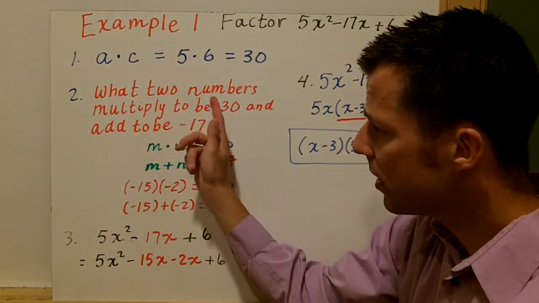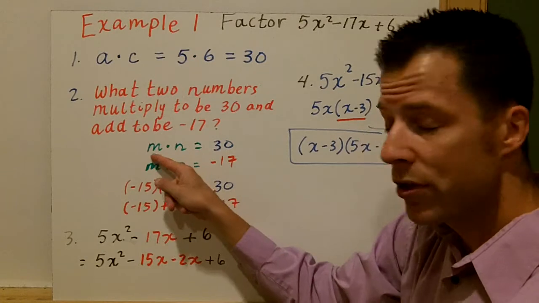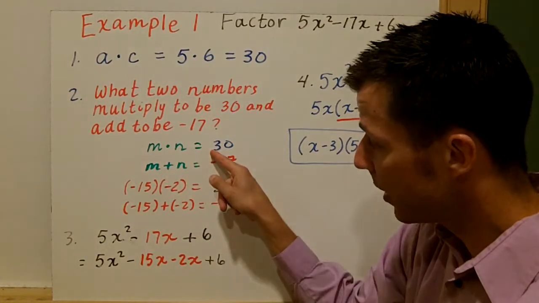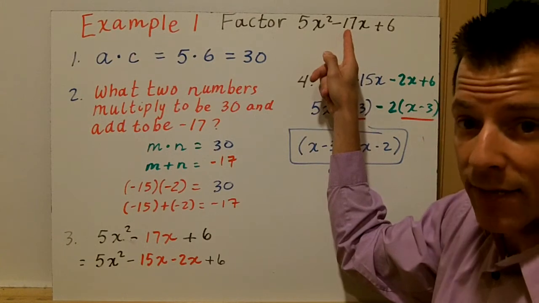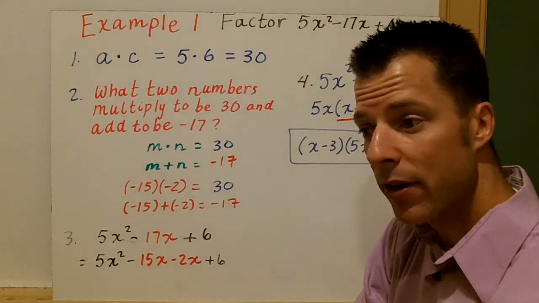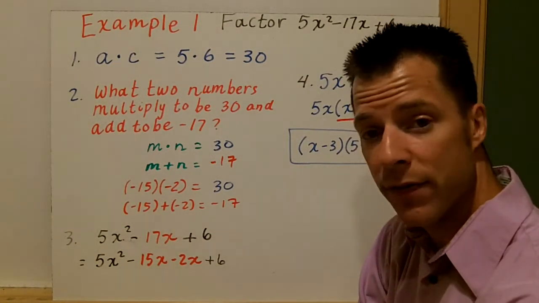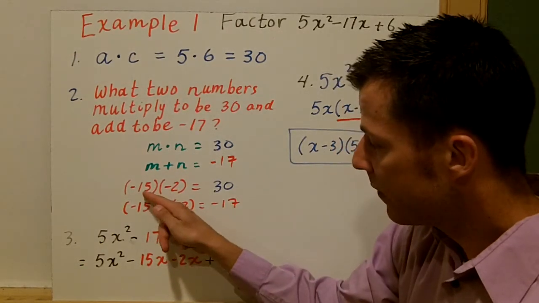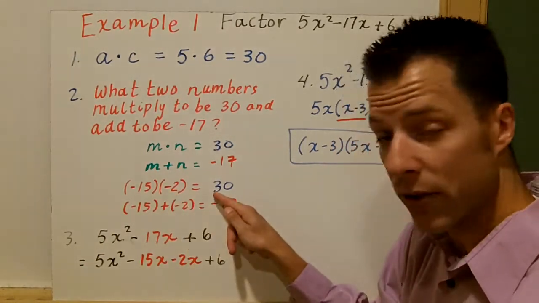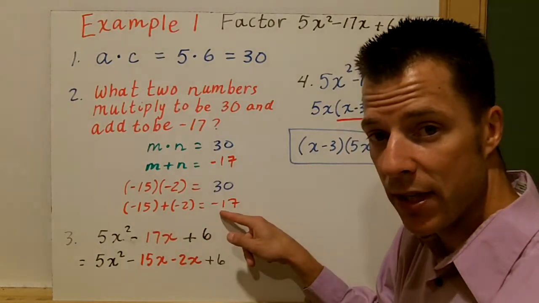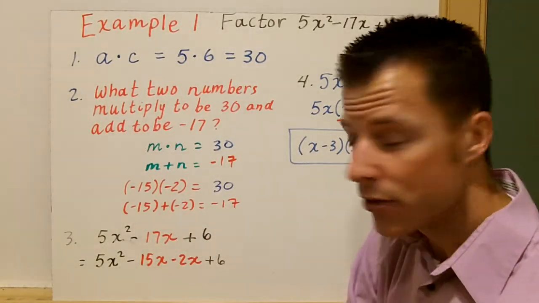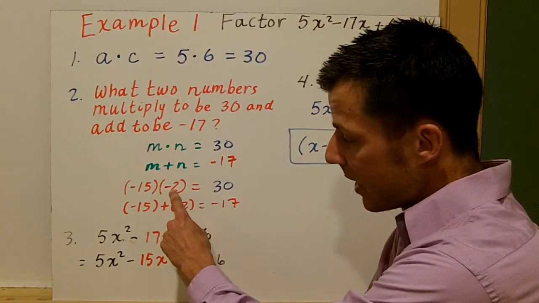So again, what this in red says is that we're looking for 2 numbers whose product is 30, whose sum is negative 17. So I think about it, well, 2 numbers that multiply to be 30 are 15 and 2. Negative 15 times negative 2 is 30. Negative 15 plus negative 2 is negative 17. So I found my 2 integers, negative 15 and negative 2.